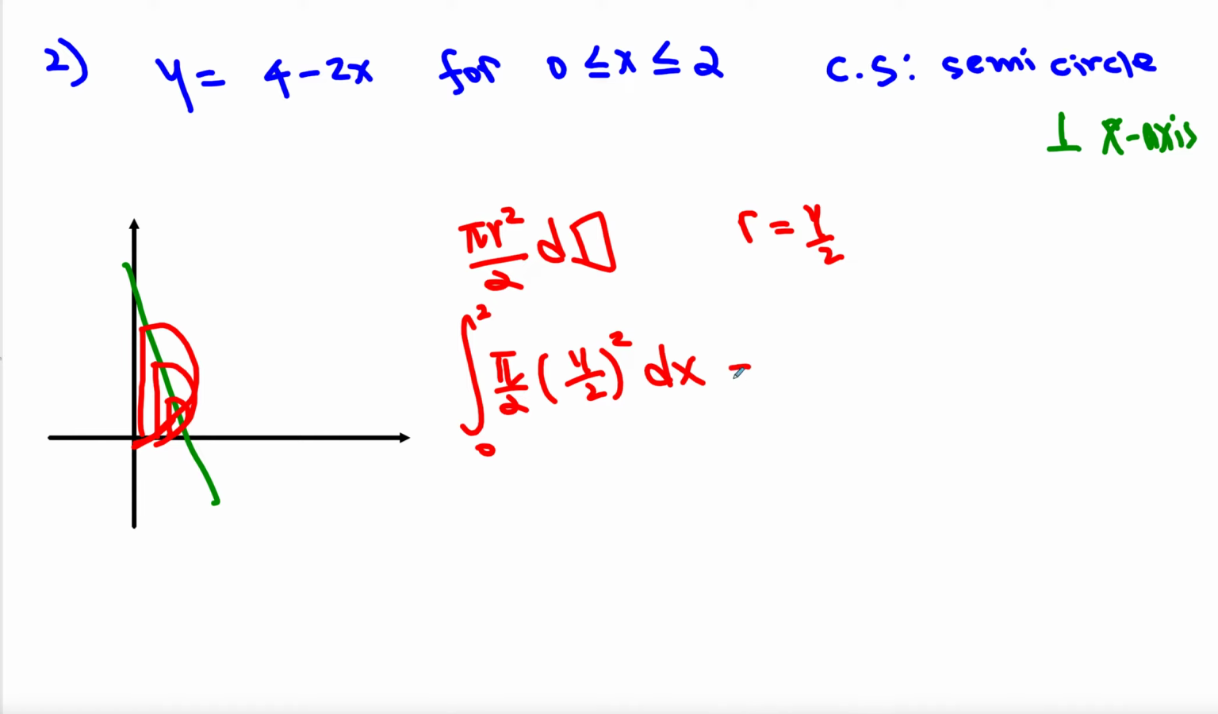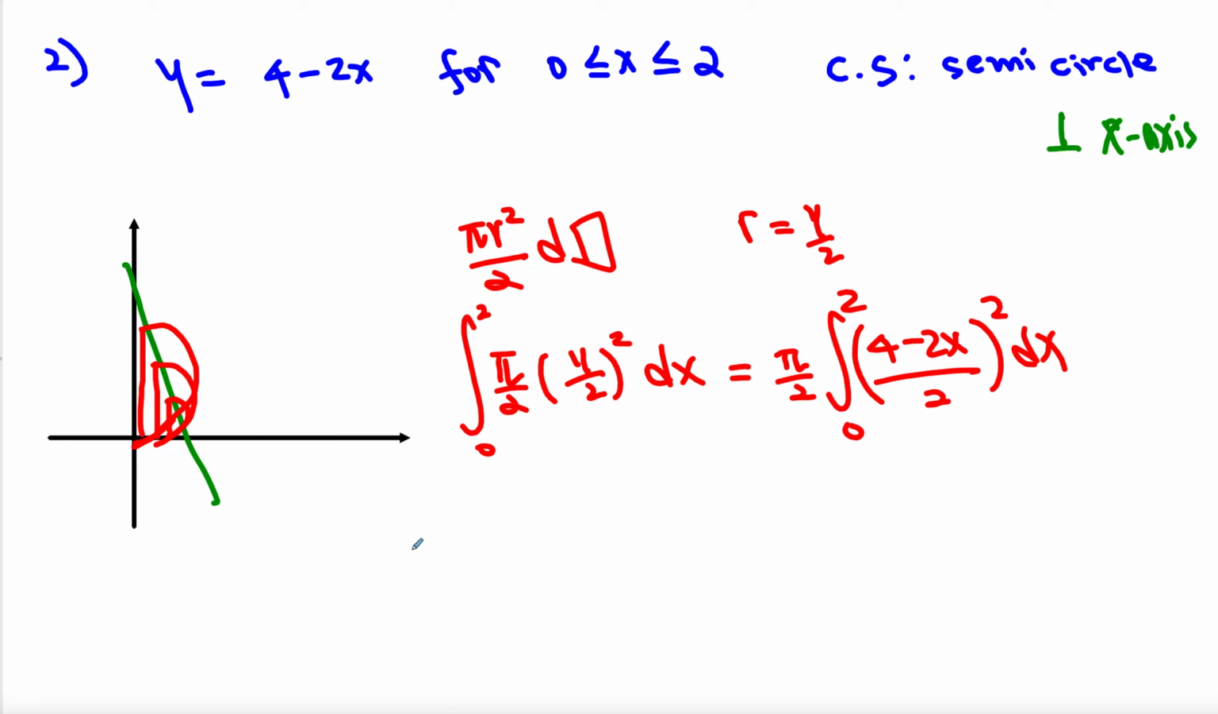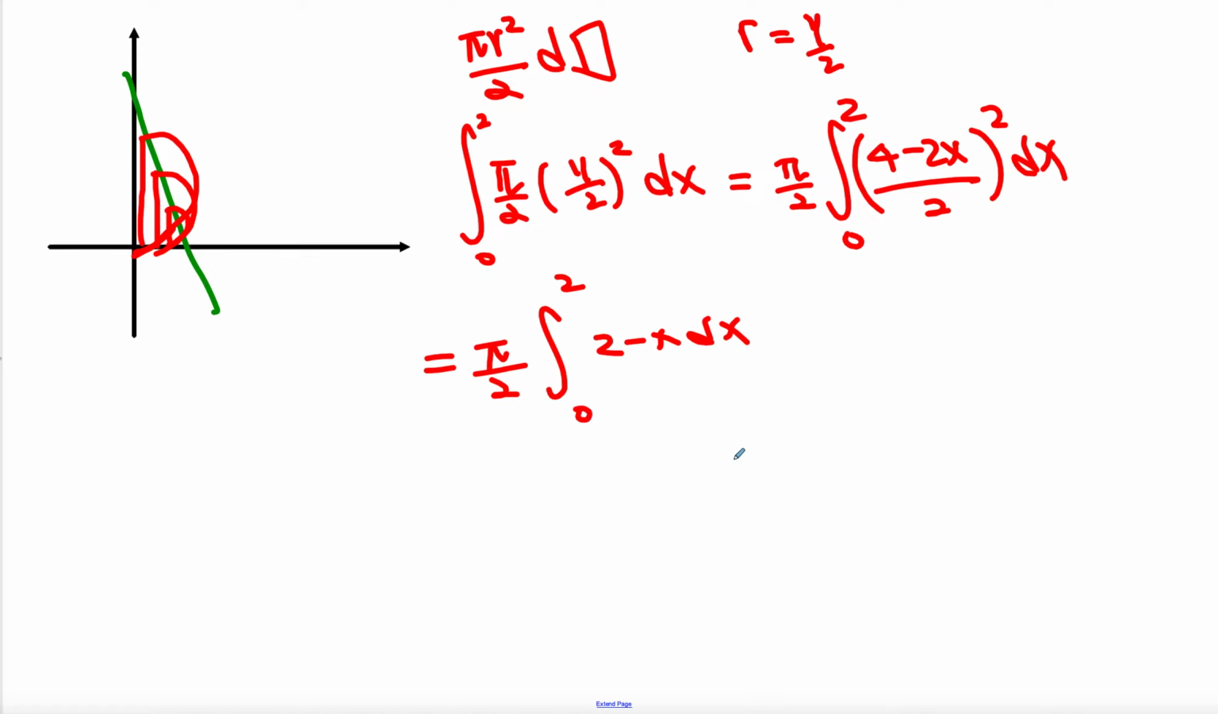If I have to rewrite this one, then what do I end up getting? Pi over 2 comes to the front, integral 0 through 2. In place of y, we have this one. So we get ((4 minus 2x) divided by 2) quantity squared dx. Then we get pi over 2 integral of 0 through 2, and then we get 2 minus x dx.